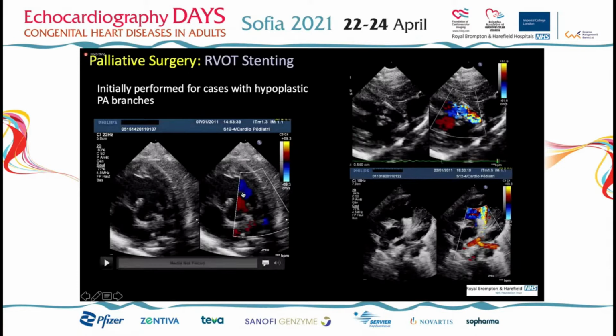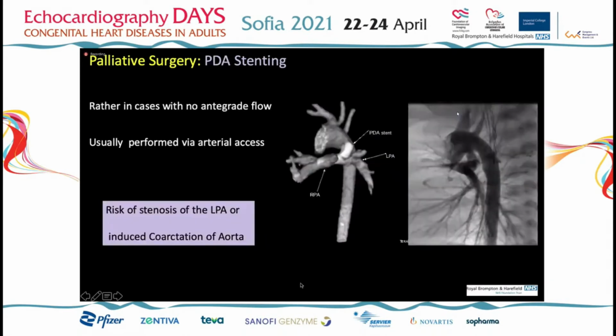And we can see here a case of a child who had very severe RVOT obstruction that was stented, and then a bit of turbulent flow, because the stent is not very big, but actually providing enough flow to ensure forward flow to the branch pulmonary arteries.